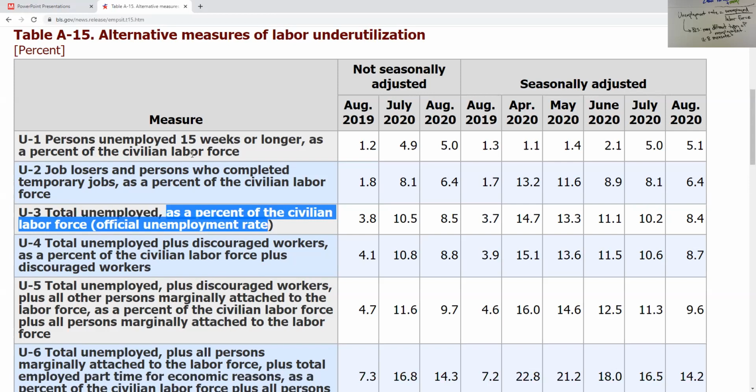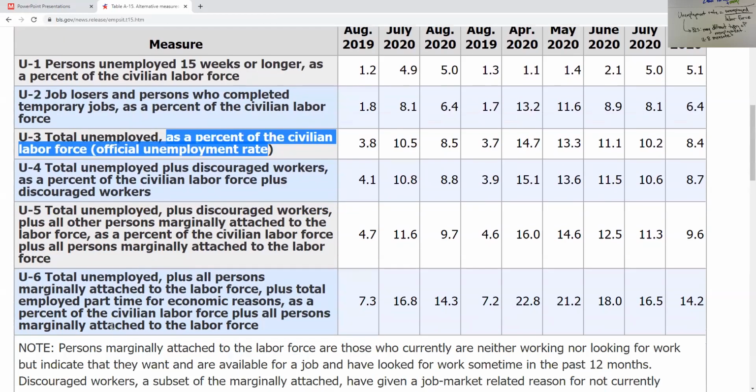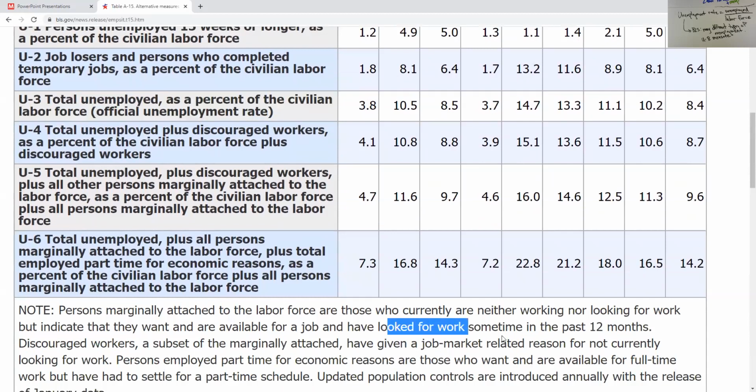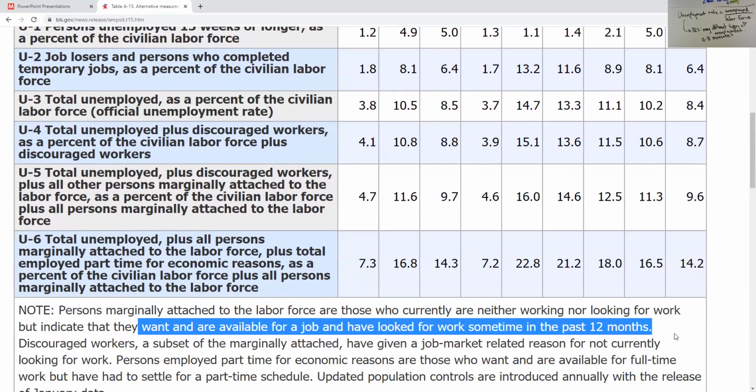But if you say, no, I'm not employed, they say, okay, well, are you looking for a job? You say, yes, I've been looking for a job. And they say, okay, well, how long have you been looking for a job? And so as long as you have looked for work sometime in the past 12 months, so you are available for a job and you looked for work in the past 12 months.